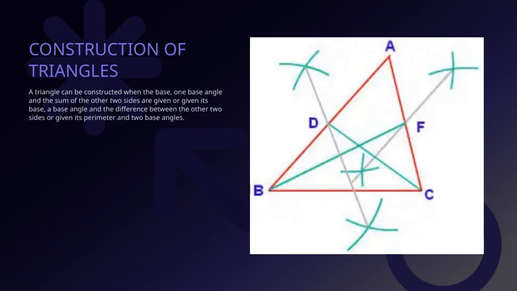These construction methods are fundamental because they show how different known data points can be used to recreate the triangle precisely. This ties back to our overall theme of understanding the relationships between sides and angles in triangle construction.